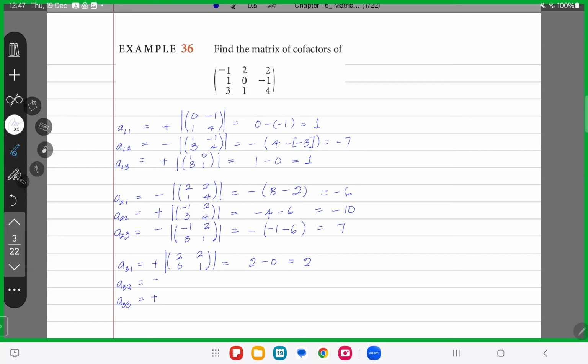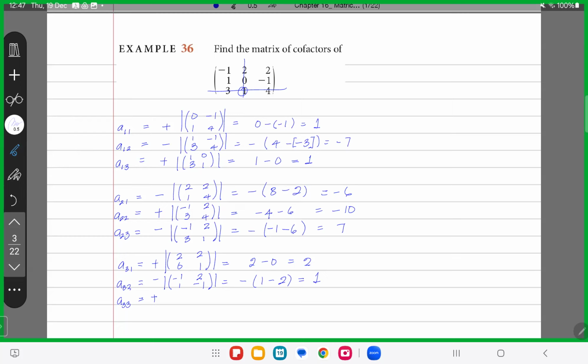Second element in the bottom row, ignore here and here. It's the determinant of minus 1, 1, 2, minus 1. This is minus, and we have what? 1 minus 2, positive 1.